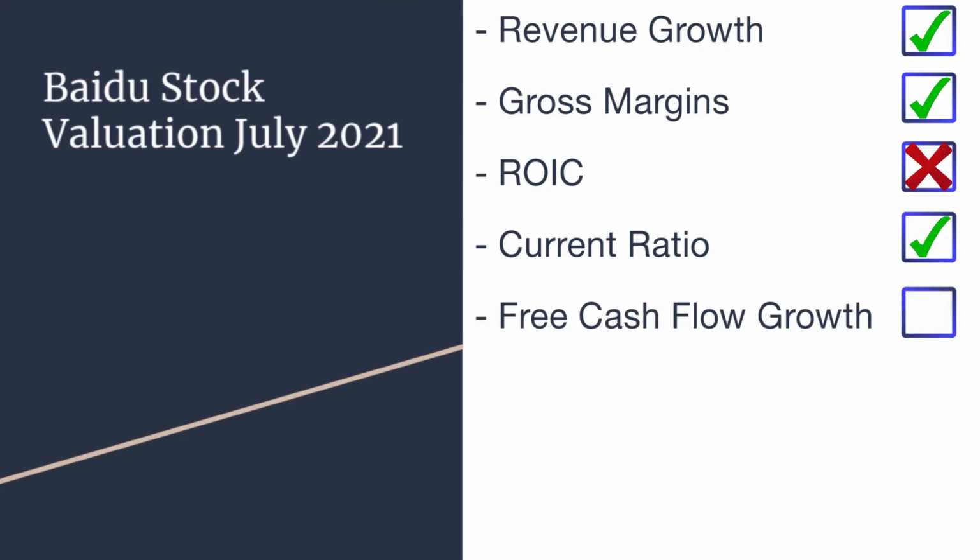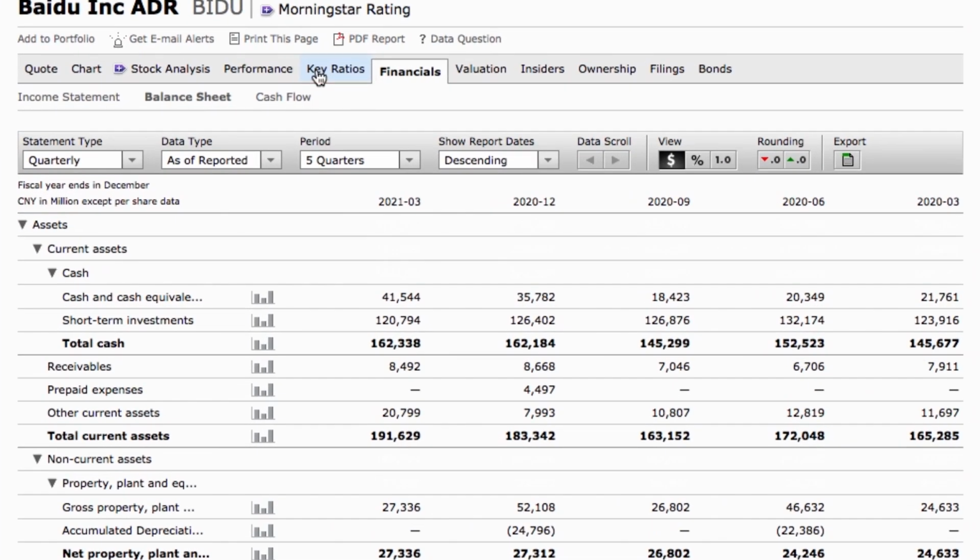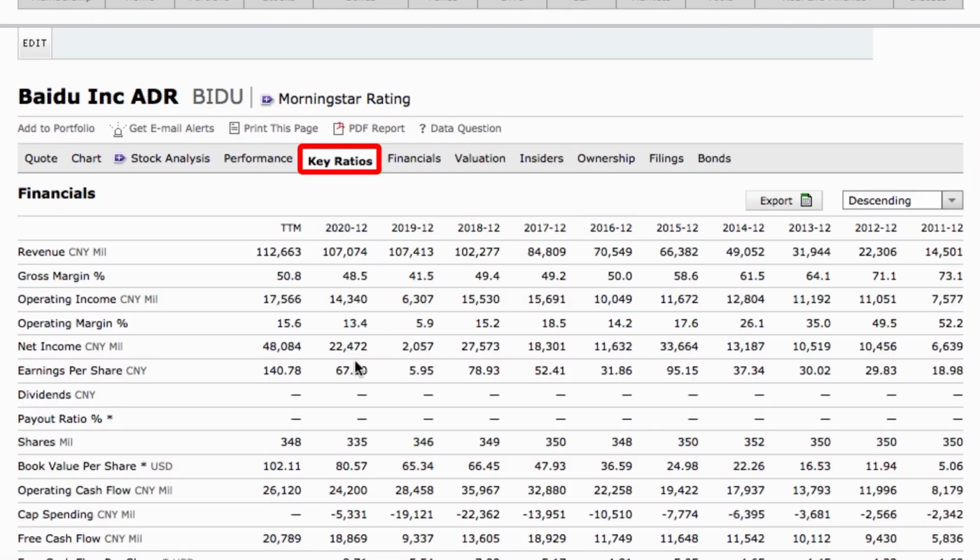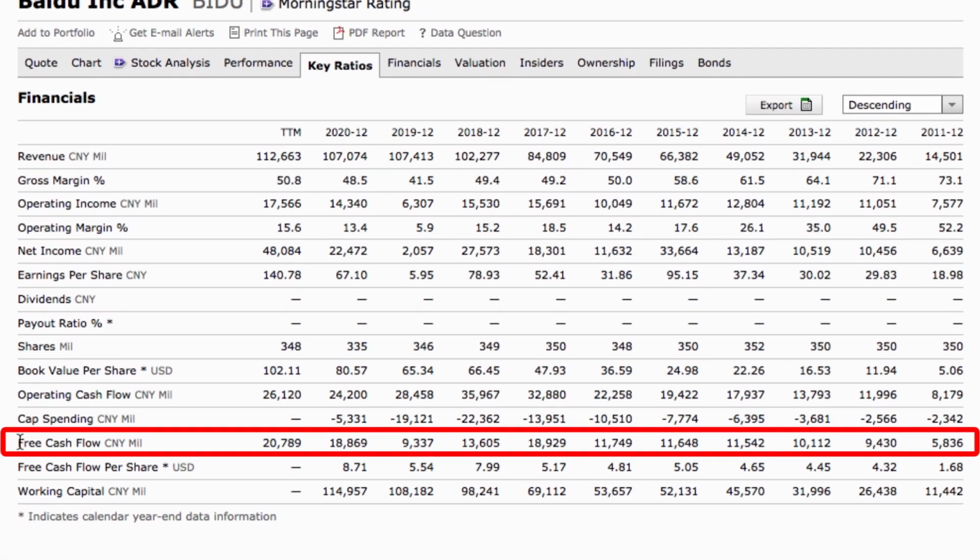Now we're looking for free cash flow growth. So back in our key ratios section of Morningstar, we actually have free cash flow as its own line. That's pretty cool. So we can go back for the last 5 years. It was 11 billion, 18, 13, 9. So it dropped a little bit there, but back up to 18 again. So it's gone from about 11 to 18.